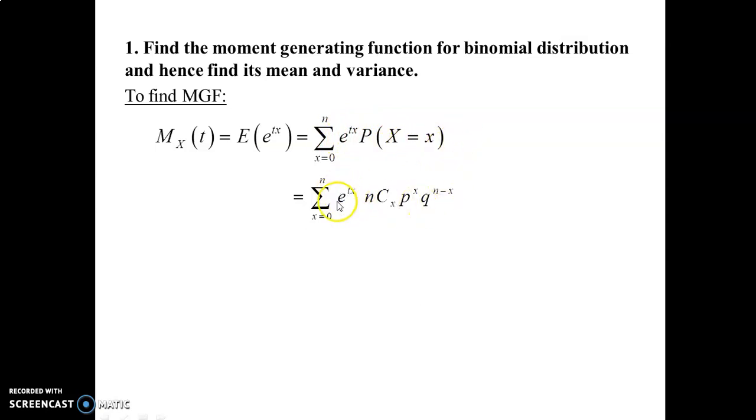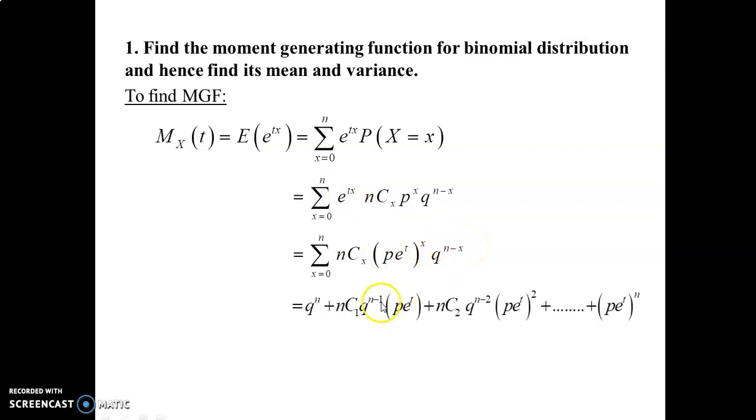Now here e^(tx) has power x, and here is also power x. So this term can be rewritten as the summation over x = 0 to n of nCx into (p e^t)^x into q^(n-x). Now apply x = 0 in this term, we get nC0, whose value is 1, and (p e^t)^0 is also 1. So we only have q^n.